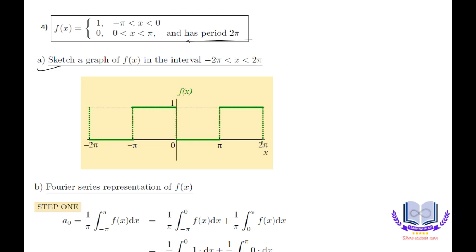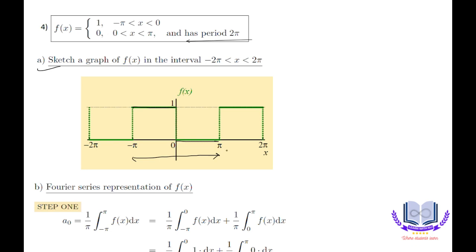Okay, so simply first scale it out. Now what we have to do, we have a function which is defined for minus pi to pi. So just simply draw the graph firstly for minus pi to pi. Okay. So it is defined that f(x) is equal to 1 for minus pi to 0. So we will draw the horizontal line for minus pi to 0 as 1, and for 0 to pi we will draw the line at 0 to pi at f(x) is equal to 0.